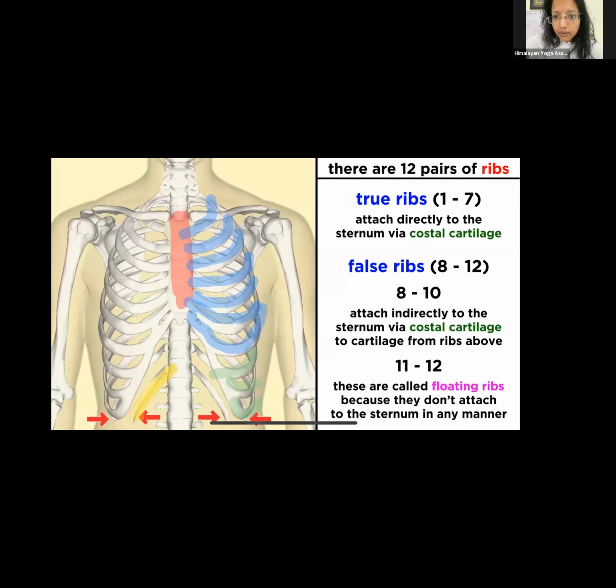Then here we have this one and this one. These two. So in red color, we see the sternum. In blue, we see true ribs. In green, we see false ribs 8 to 10, and then floating ribs in yellow, 11 and 12. I hope you all understand this.